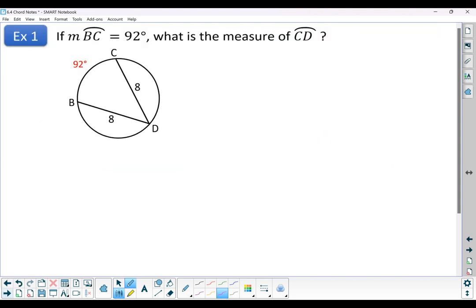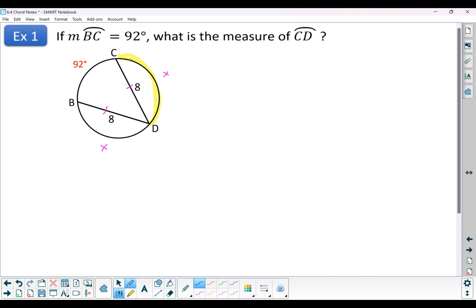So let's see how this works in some problems. If the measure of arc BC is 92 degrees, what is the measure of arc CD? Our goal is to figure out this arc right here. In this diagram, I have two chords that are both length 8. So those two chords are congruent to each other because they're both 8 units long. That means these two arcs have the same measure. I wrote x's, but you don't necessarily need to write x's. I just want to show those two have the same measure.